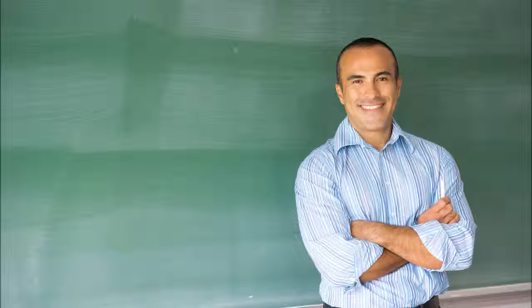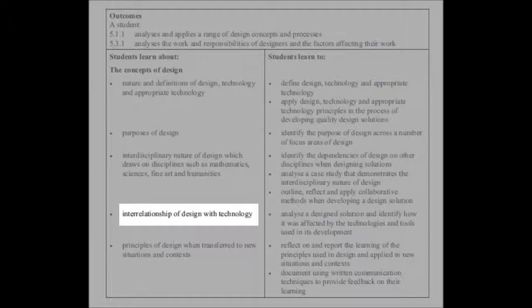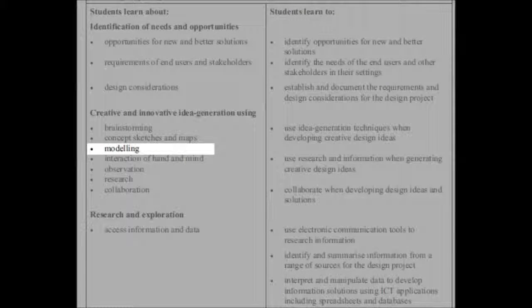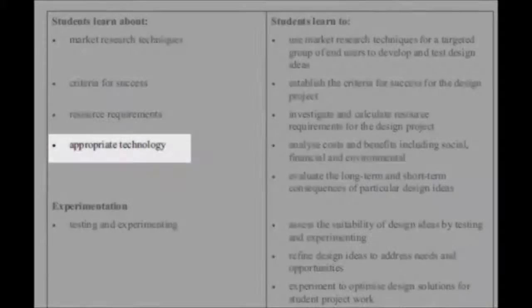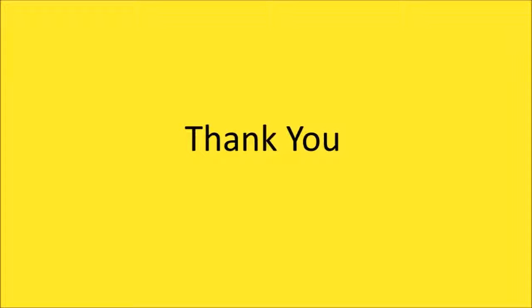Learning SketchUp and the design skills that come with it addresses a large amount of the outcomes in the Years 7 to 10 syllabus. Linking back to our two ideal elements of SketchUp, adaptability and ease of use, we can tick the following boxes in the syllabus: interrelationship of design with technology, appropriateness of technology choices and design decisions, modeling, appropriate technology, and principles of design when transferred to new situations and contexts. Learning SketchUp will not only allow us to cover these syllabus outcomes, but help aid our design decisions in many other design contexts.